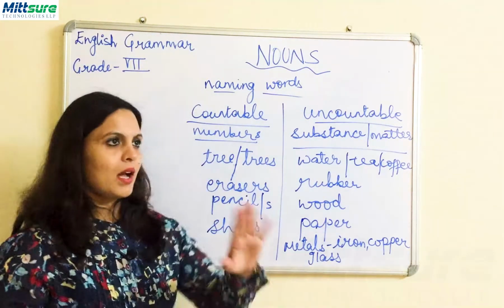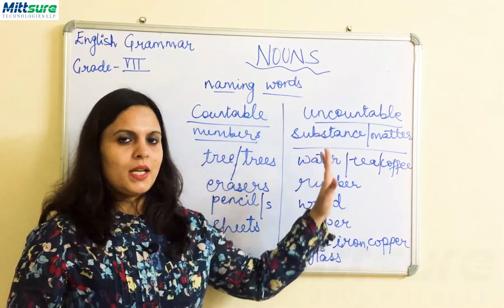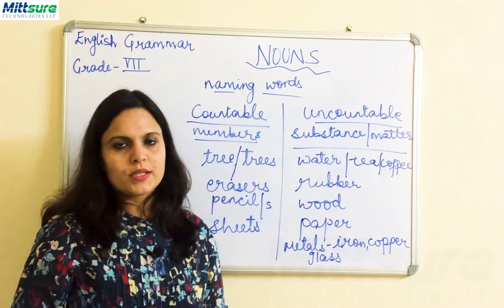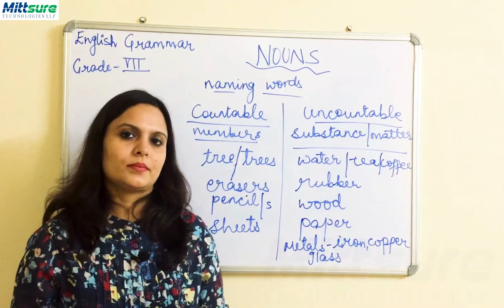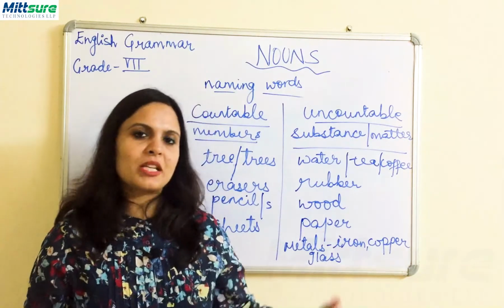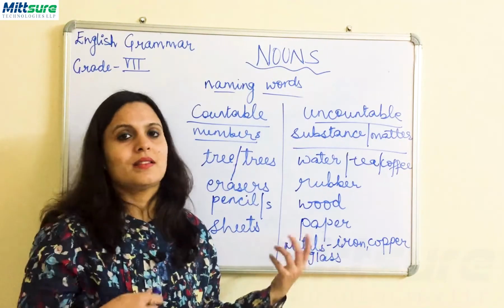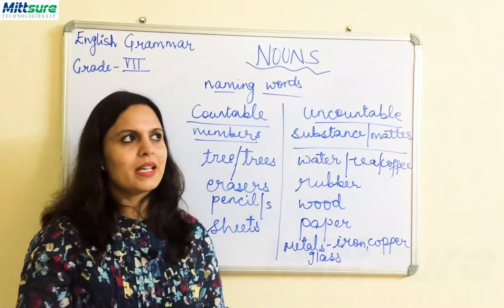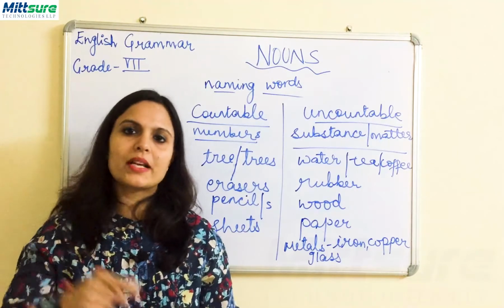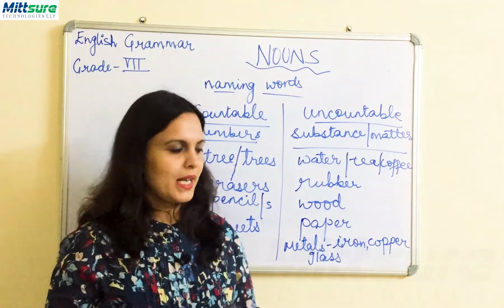I'm talking about the glass which is actually pasted on the windows, right? That is also matter. We say a piece of glass or pieces of glass when it is broken, but we don't say glasses. There are glasses all around. We say glass windows all around. So we count the windows, not the glass, right?